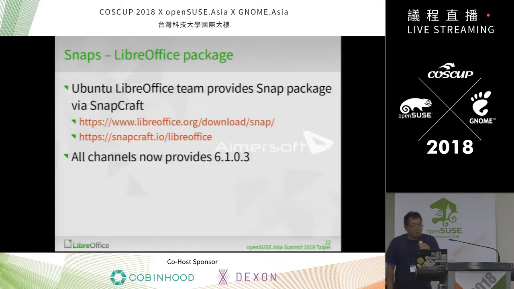About the LibreOffice package: Ubuntu provides a Snap package via Snapcraft. They have four channels, stable, candidate, beta, and edge, but all provide the same version, 6.1.0.3, the latest stable release.